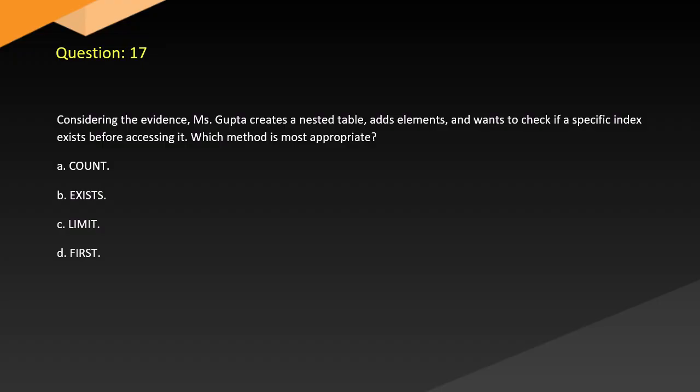Question 17. Considering the evidence, a user creates a nested table, adds elements, and wants to check if a specific index exists before accessing it. Which method is most appropriate? A. Count. B. Exists. C. Limit. D. First.